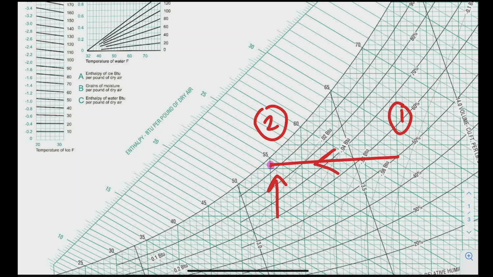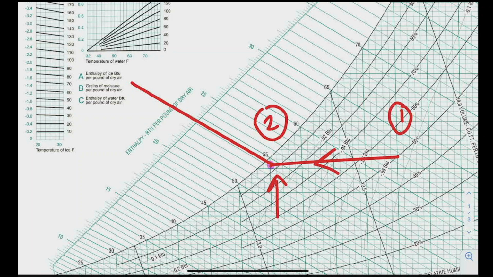And I'm going to draw a line from point number 2 on my actual curve, and I'm going to try to keep it as parallel as possible to my enthalpy lines, which are kind of running diagonally from top left to bottom right. So here we go. Oop, sorry, I'll use red. And you know what? Let's just draw it straight up like that. There we go. Okay.